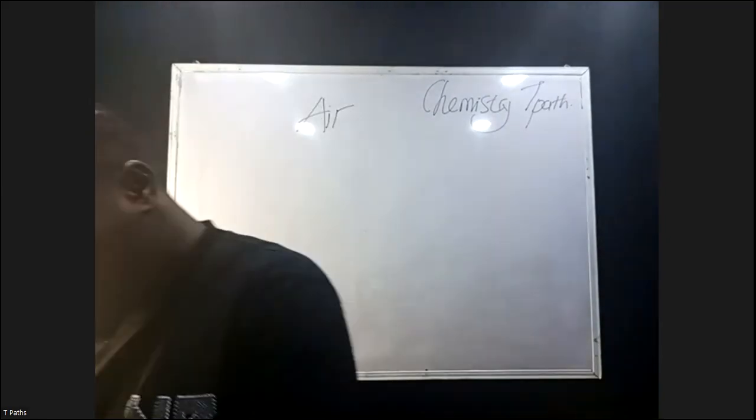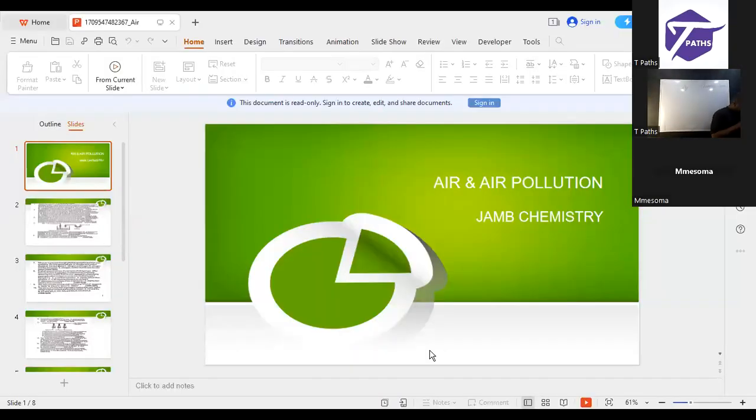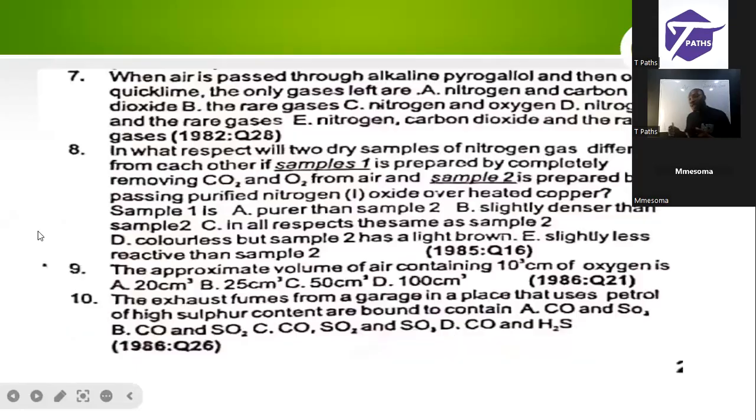Now, the first question we have there, that is number one. Number one is: when air, which contains oxygen, nitrogen, carbon dioxide, water, and the rare gases, is passed through alkaline pyrogallol and then over quicklime, the only gases left are what? Now, many students do not get this question very well. What are they doing there? They're passing oxygen, passing water, passing different things.